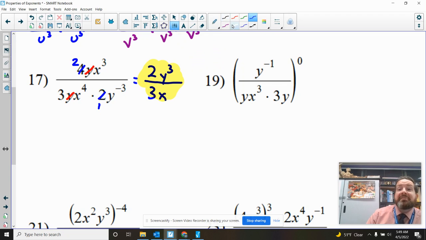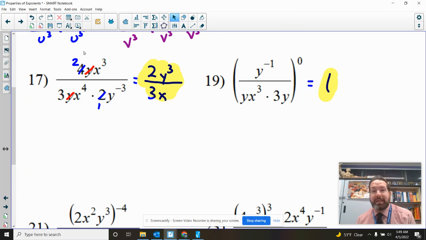On this next one, heaven help me if you do anything more than that. Because this is all to the power of 0, you don't care what's in here. It's going to end up being 1 in the end. So paying attention to those 0 exponents can sometimes save you a lot of time and trouble.